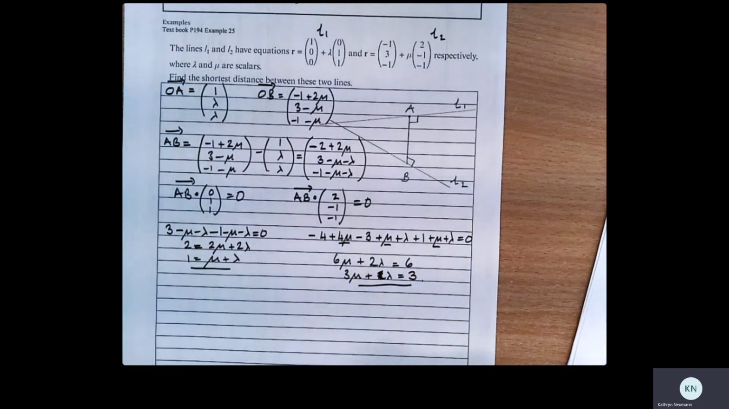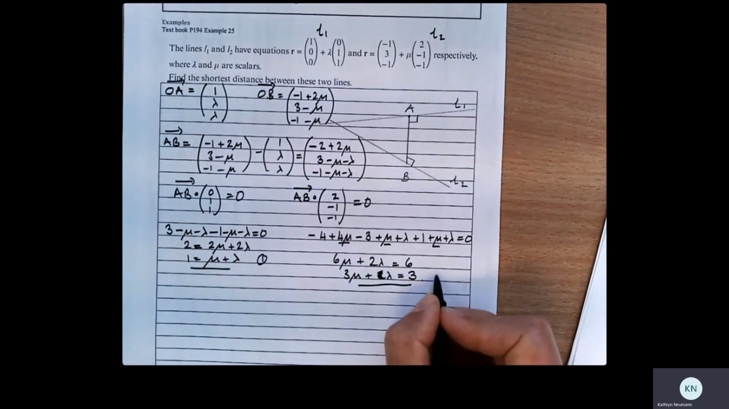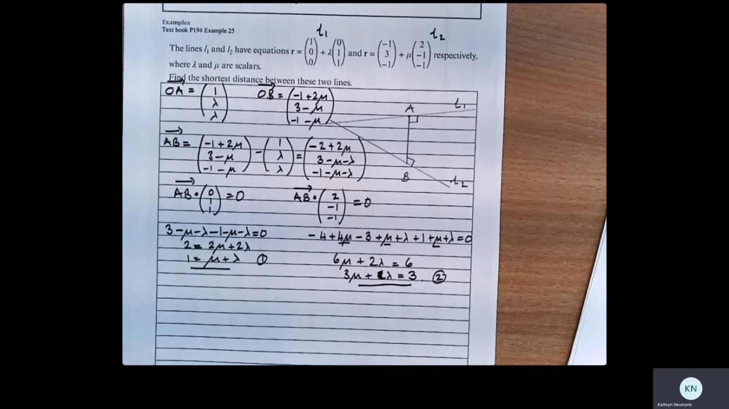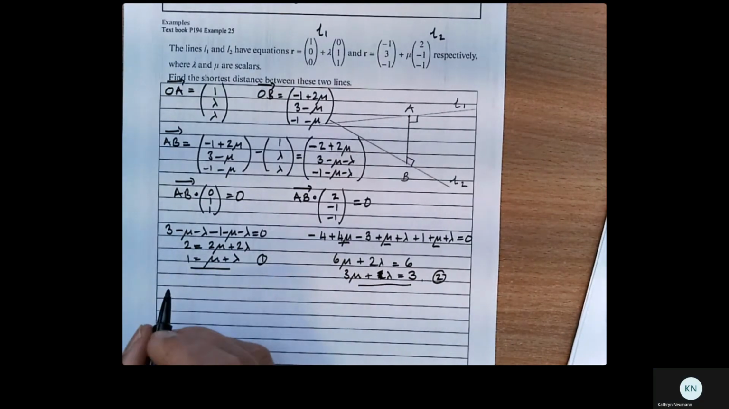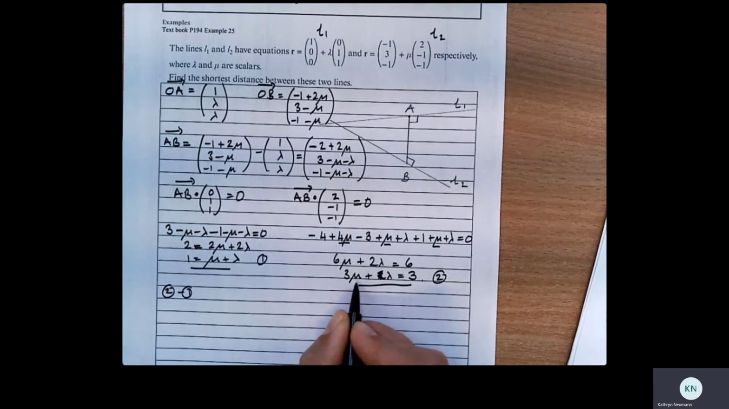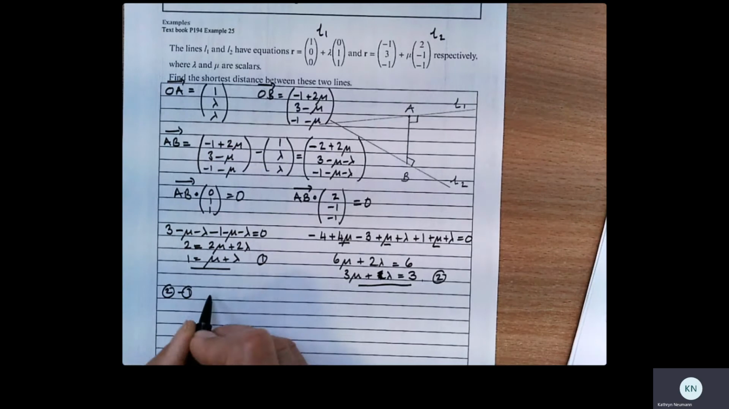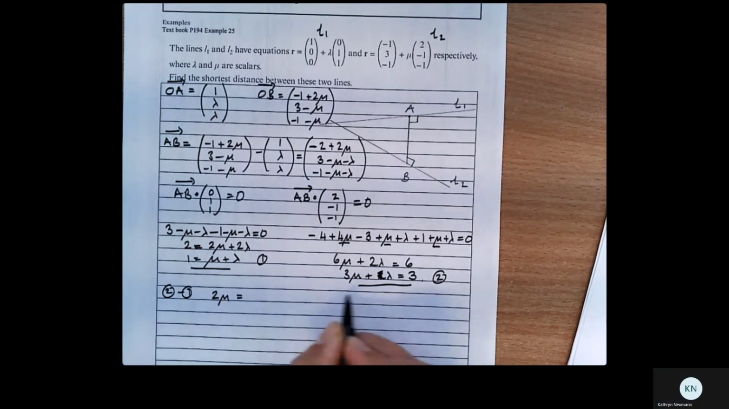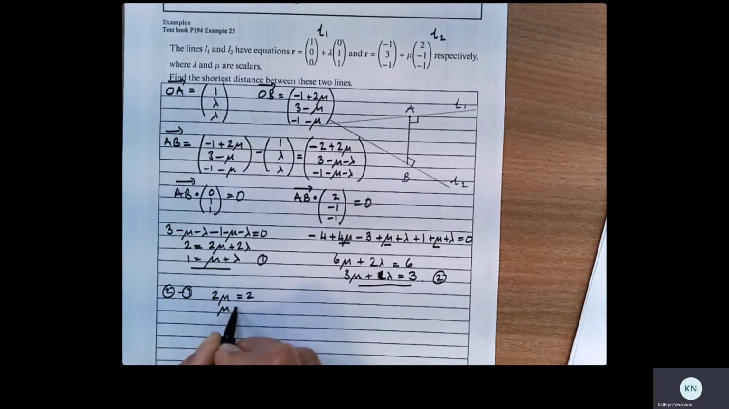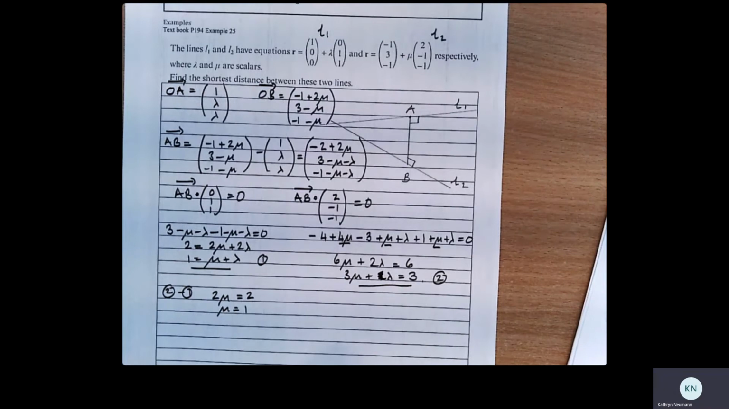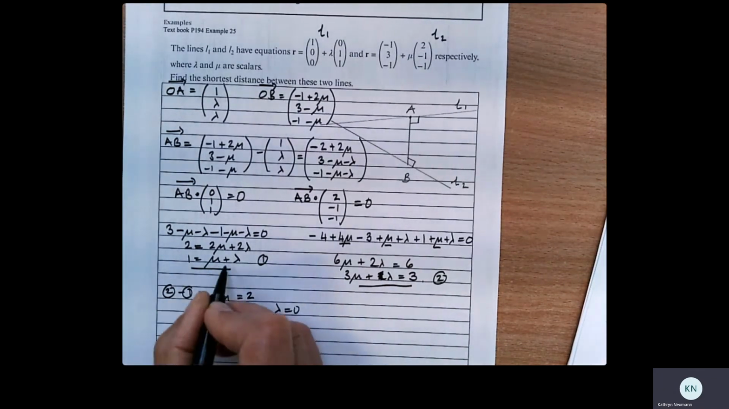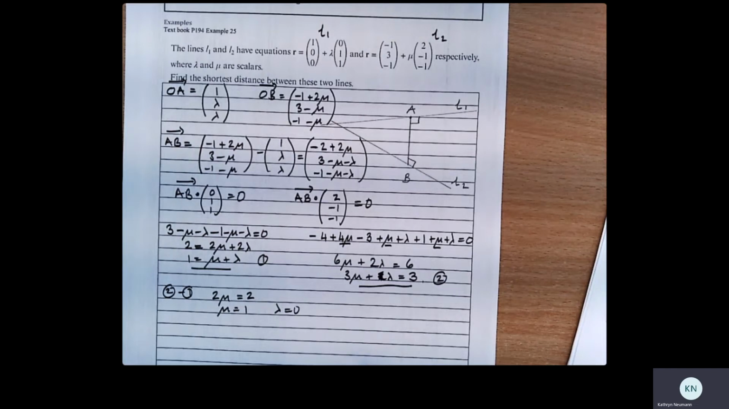So you can imagine what's going to happen now. We've got 2 simultaneous equations and we're going to subtract them. So we're going to do equation 2 minus equation 1. If I do equation 2, take away equation 1, then I get 2 mu equals 2, so mu equals 1. And that tells me that lambda equals 0, just substituting it back into here.